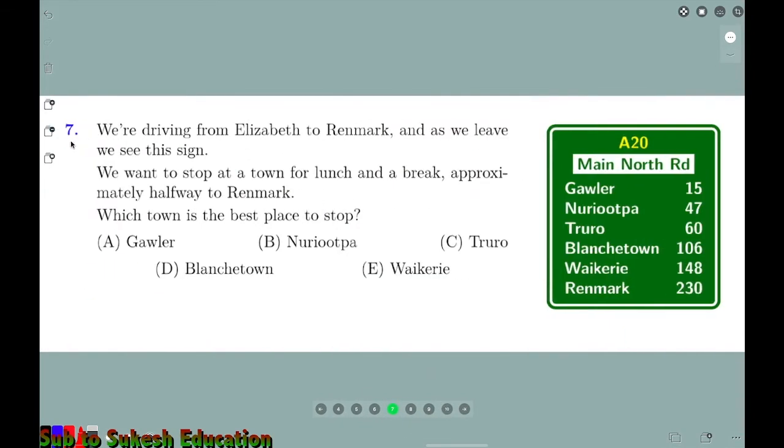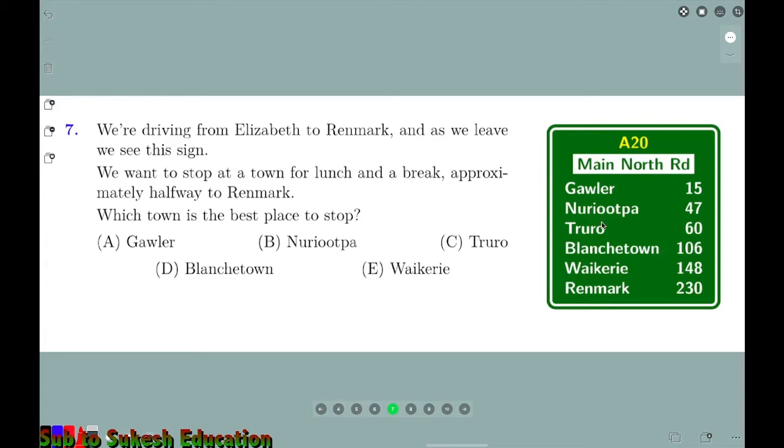Okay, now going to question number 7. They're asking us, we're driving from Elizabeth to Renmark, and as we leave, we see this sign. We want to stop at a town for lunch and a break, approximately halfway to Renmark. Which town is the best place to stop?